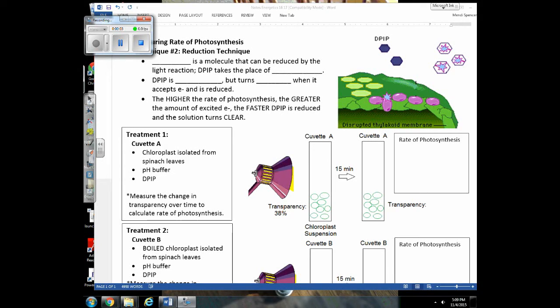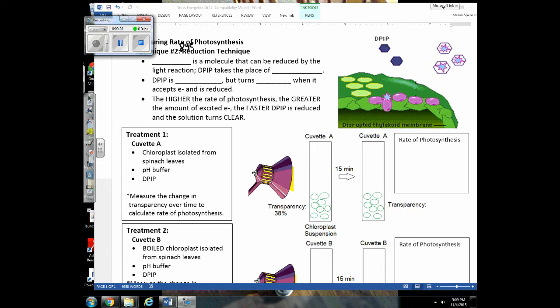In this last lecture, we're going to talk about a second technique that we can use to measure the rate of photosynthesis. The first one was using the floating disk method. The second method is sometimes called the reduction technique, sometimes the dye reduction technique. So let's indicate that so you're not confused if you hear it referenced as the dye reduction technique.